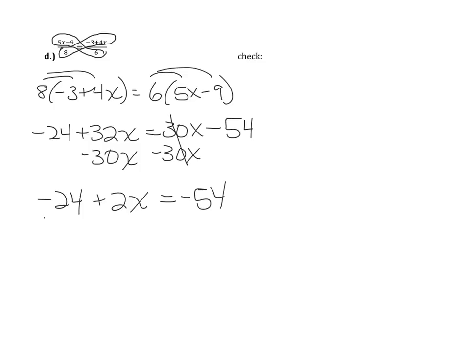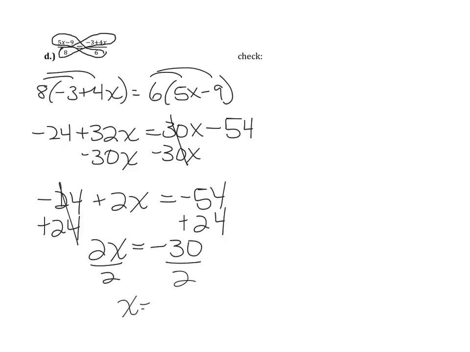Now I'm going to add 24 to both sides. This is my first step of isolating. Isolating is getting the variable alone. So then I get 2x equals, well, negative 54 plus 24 is negative 30. Divide both sides by 2, and you get here that x is equal to negative 15.